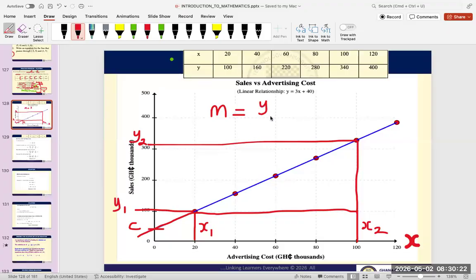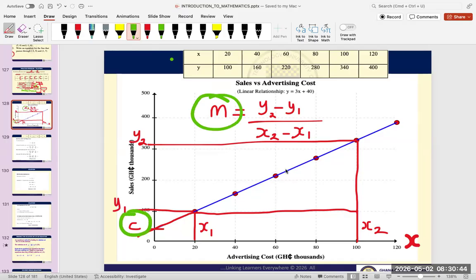You have your Y2, you have your Y1, divided by your X2 minus your X1. So that will help you to get the M. And then you have your C. And so in writing the equation, Y equals mx plus C, you are sorted. You have the M, you have the C. You just fix them, and then you have the results.